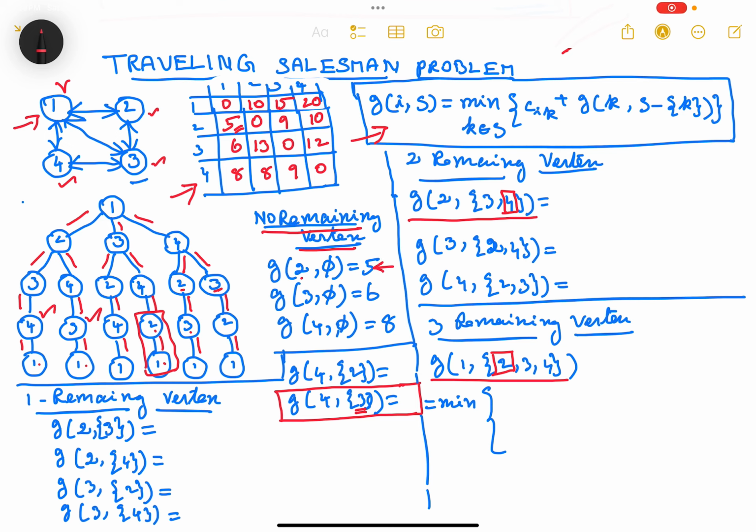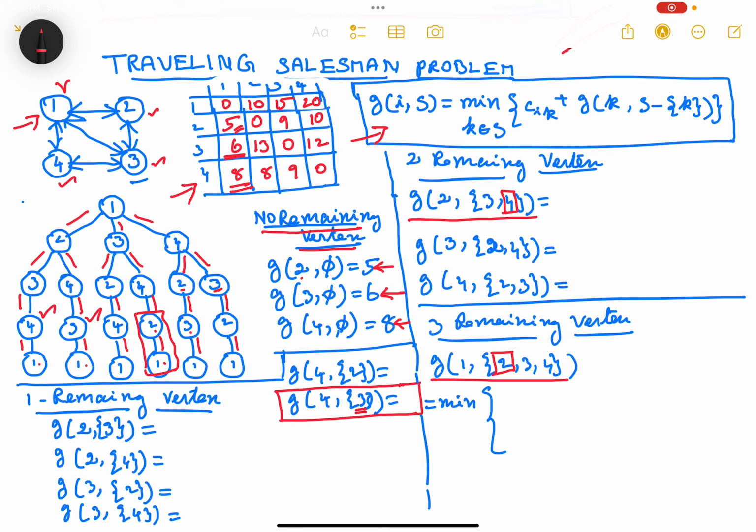Then the next one is G of 3, empty set. That means we have to find the value of C of 3 comma 1, and that value is 6. That is written here. Then similarly, G of 4, empty set is equal to 8. We are taking it from the table, and that is also recorded here. So we have solved the smaller problem without any intermediate vertices, and the corresponding results are recorded.